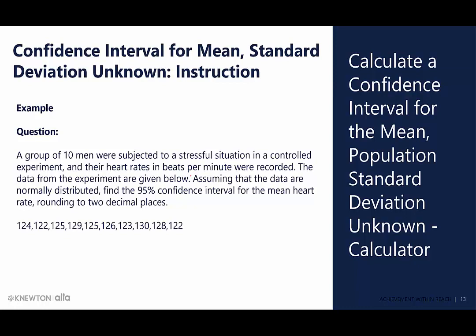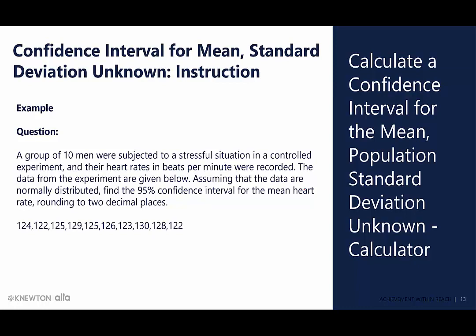A little sidebar. The reason why they keep on saying assume the data is normally distributed is because, I didn't talk about this before, but we can really only do confidence intervals in one of two situations. Either the population has to be normally distributed, or the requirements of the central limit theorem for sample means have to be satisfied. But either way, we'll be good. Find the 95% confidence interval for the mean heart rate rounding to 2 decimal places.